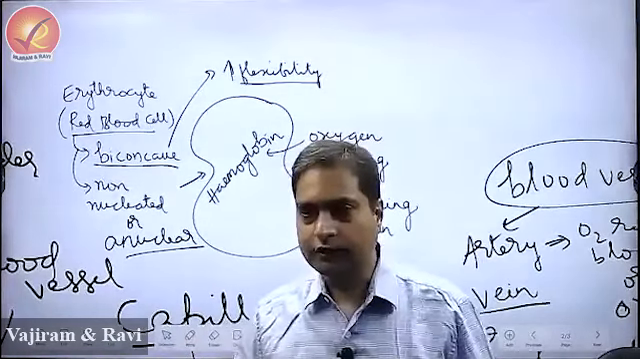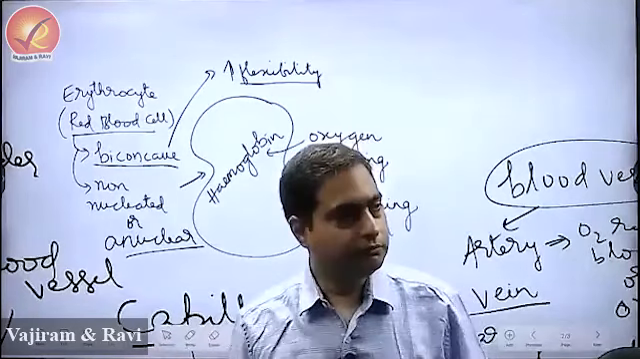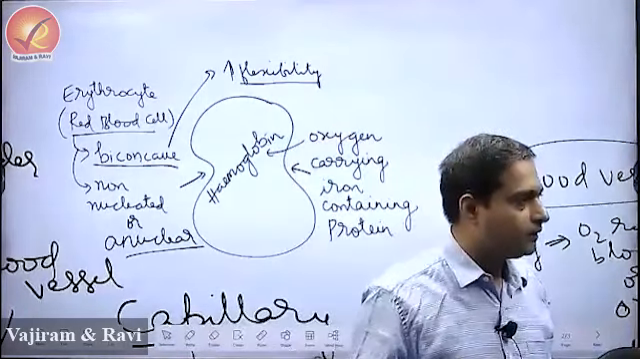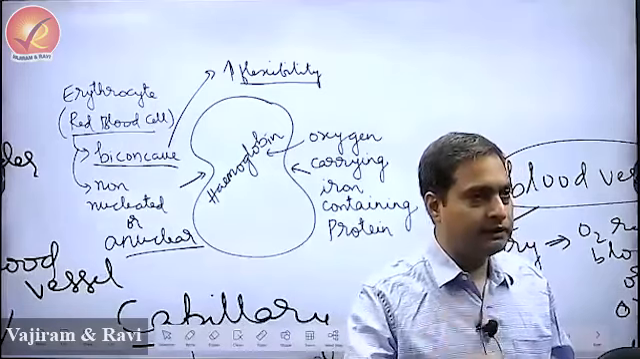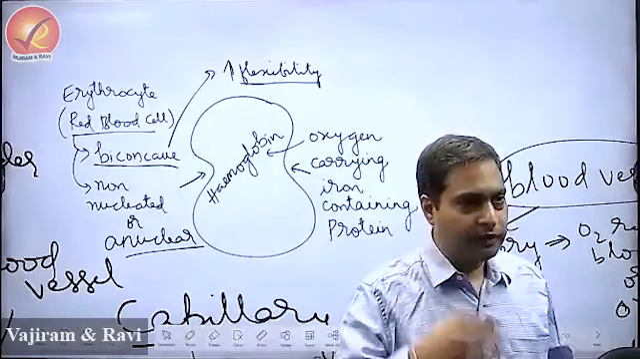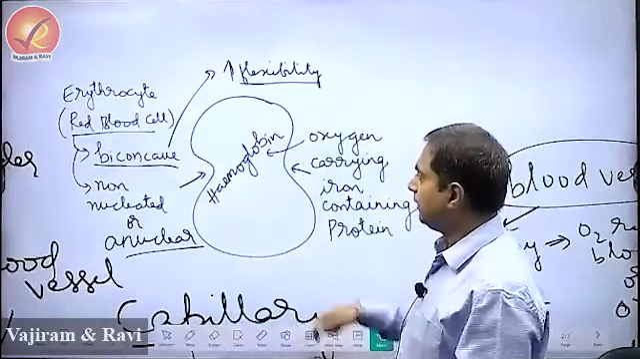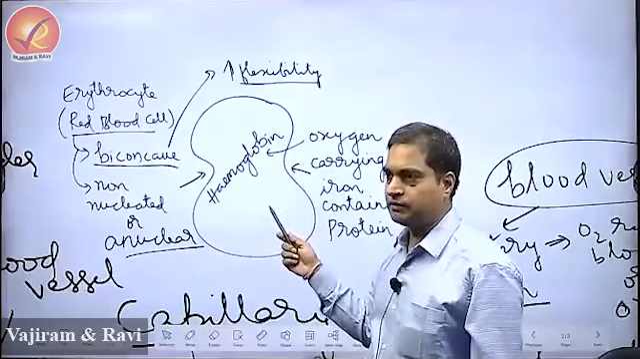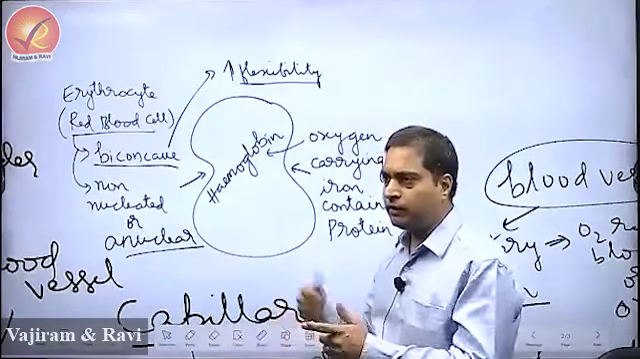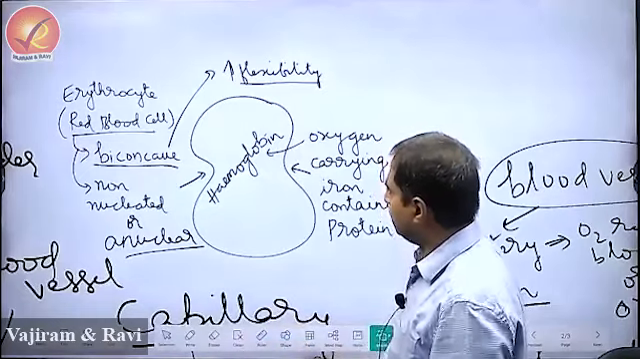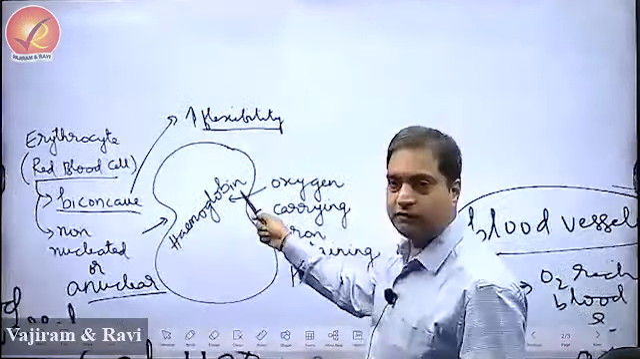As a feature of evolution, we can say that over thousands and thousands of years, mammals have evolved to meet the demand of higher energy and higher oxygen. What they have done is eliminate the nucleus. The reason is that eliminating the nucleus from the RBC will provide space to accommodate hemoglobin.